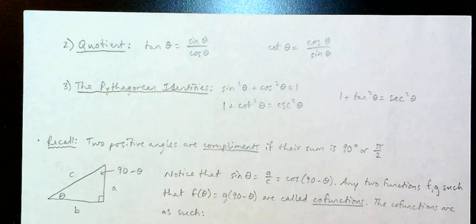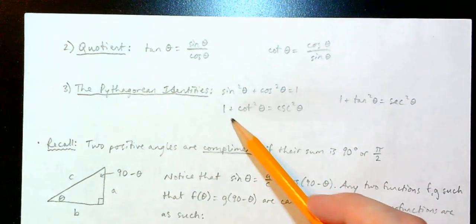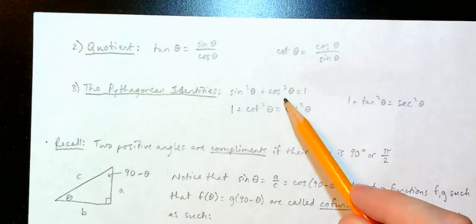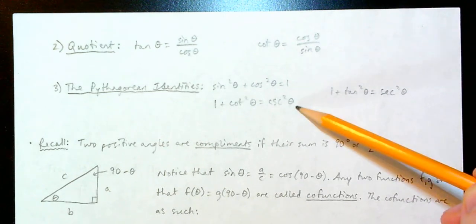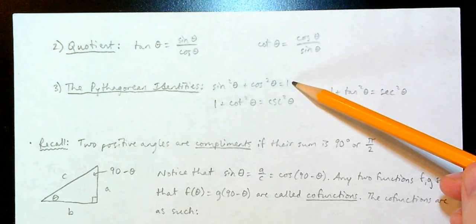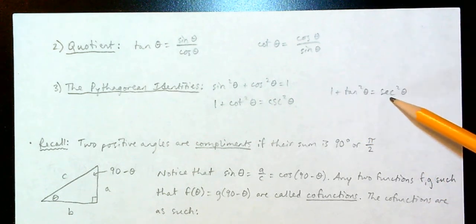And then the third set of identities I want to show you here, the Pythagorean identities. Sine squared plus cosine squared equals 1. More specifically, sine squared theta plus cosine squared theta is equal to 1. 1 plus cotangent squared theta equals cosecant squared theta, and 1 plus tan squared theta equals secant squared theta. You can actually get these two from this one here. If you divide both sides of this guy by sine squared theta, you get this one. And if you divide both sides of this guy by cosine squared theta, you get this one here.